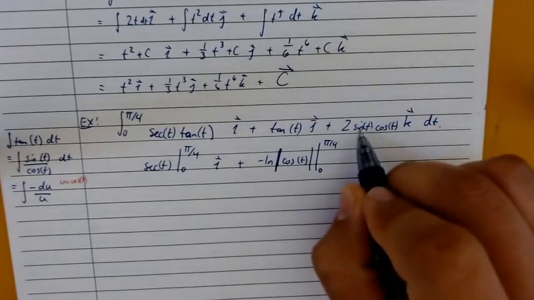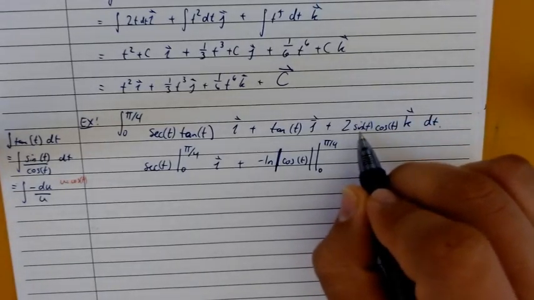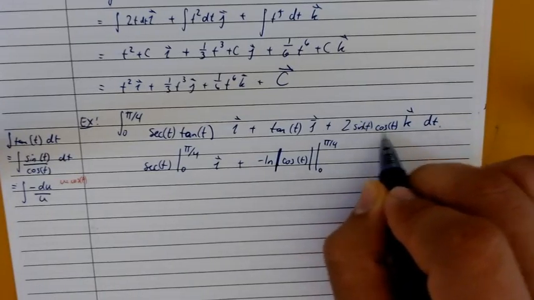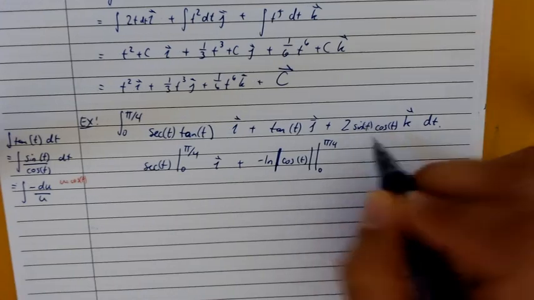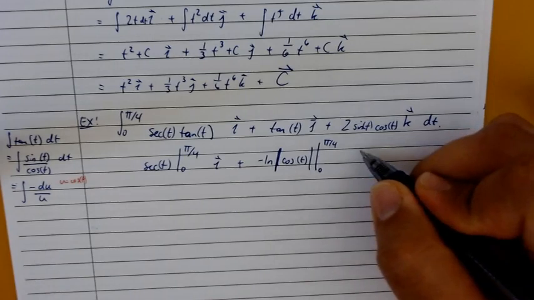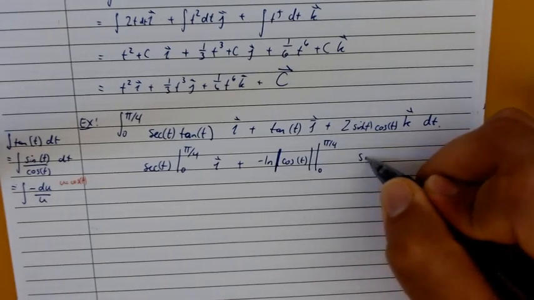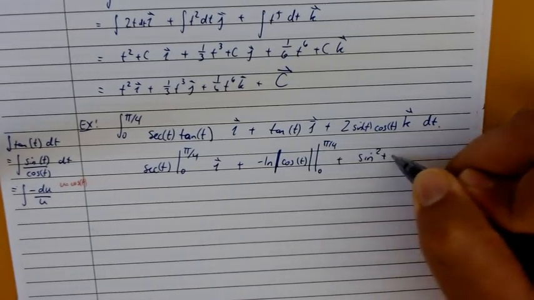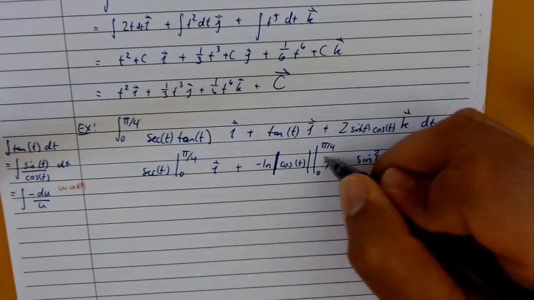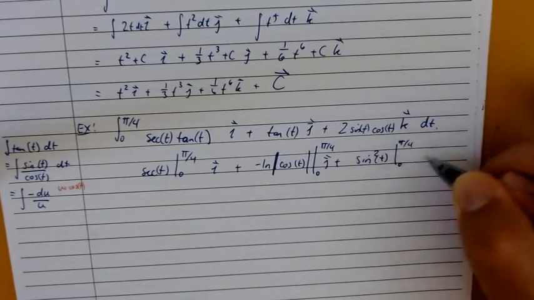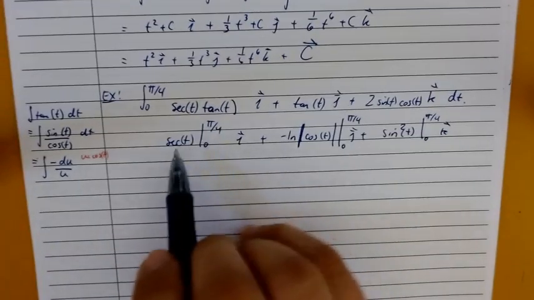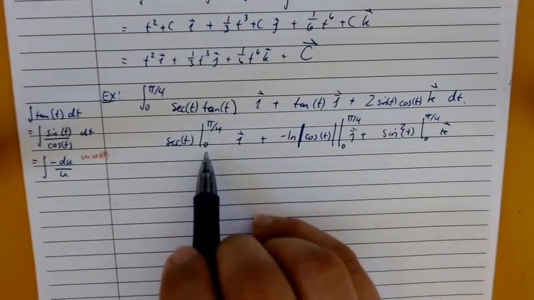And then this one here, oh, that's a substitution. If you take 2 times the sine of t, if you call that your u, then du is just the cosine of t, right? So here, the integral of that would simply be the sine squared of t. And that's also from 0 to pi over 4. Okay. So now we evaluate each of these from one endpoint to the other.